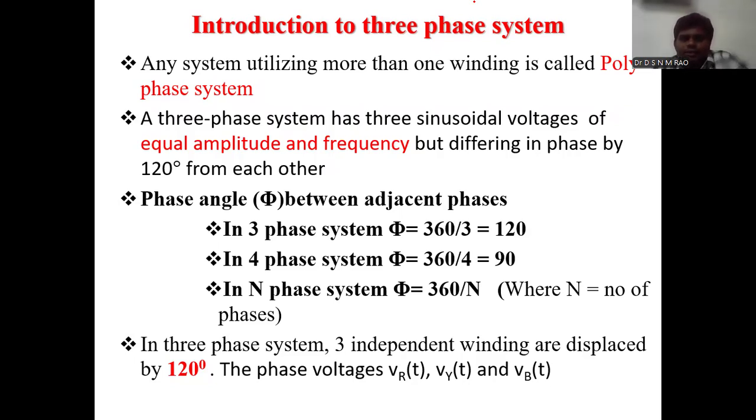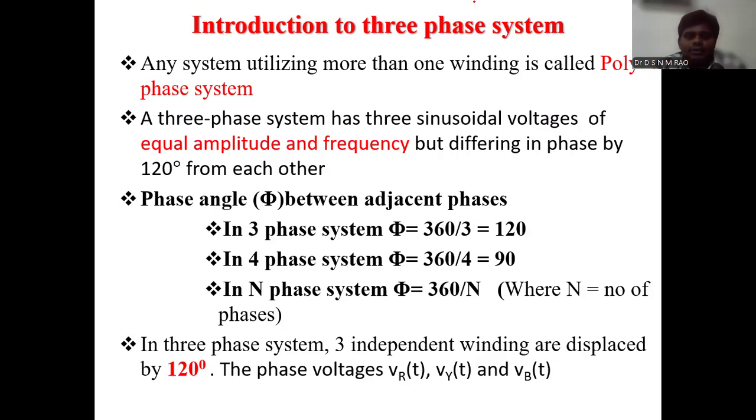Any system utilizing more than one winding or one phase is called a polyphase system. Polyphase system is nothing but a three-phase system. One phase is nothing but one winding. So, any system utilizing more than one winding is called a polyphase system, which is also nothing but a three-phase winding or three-phase system.